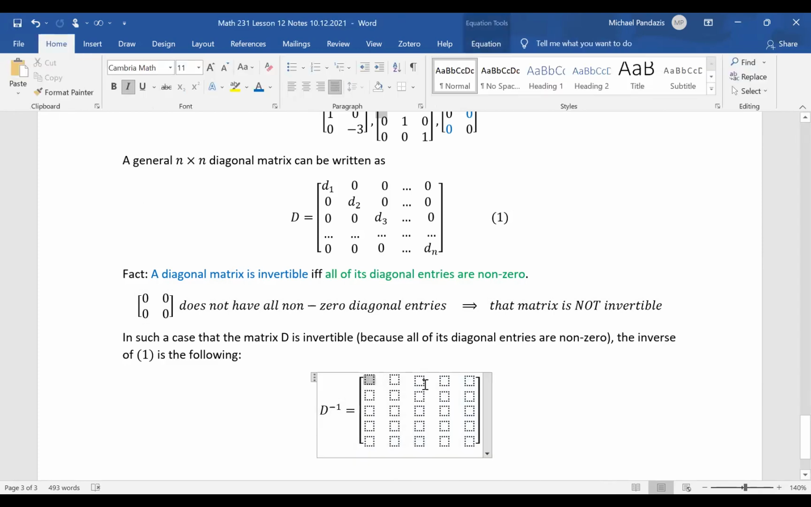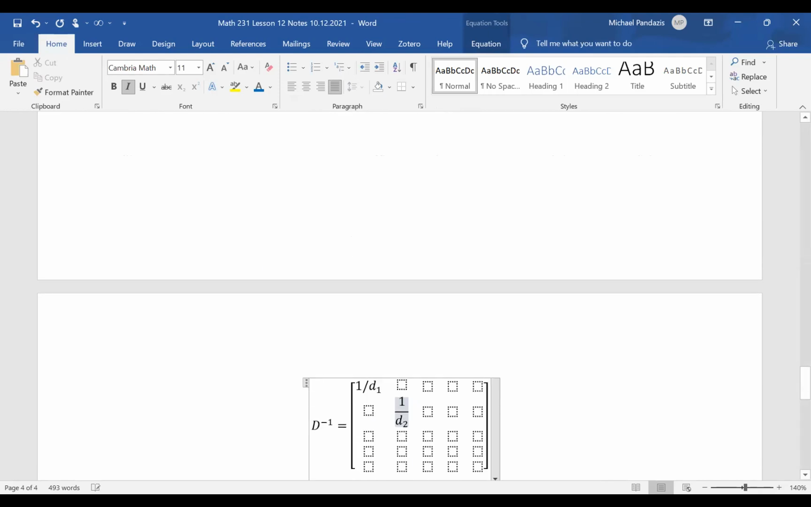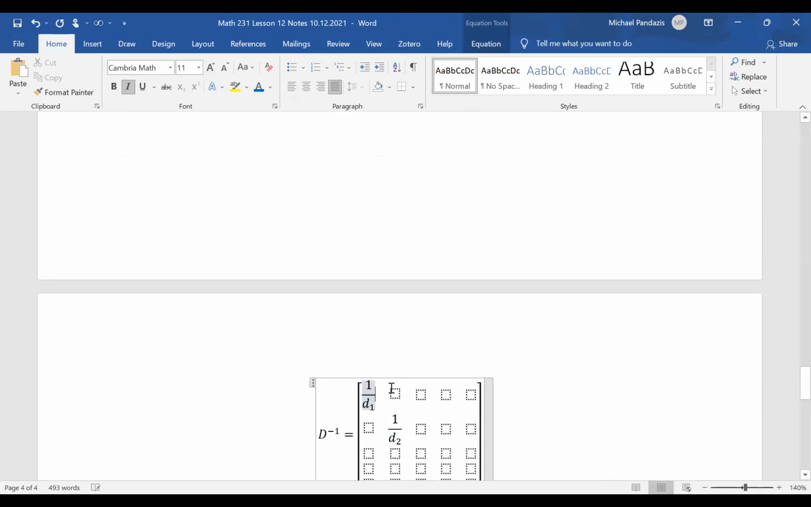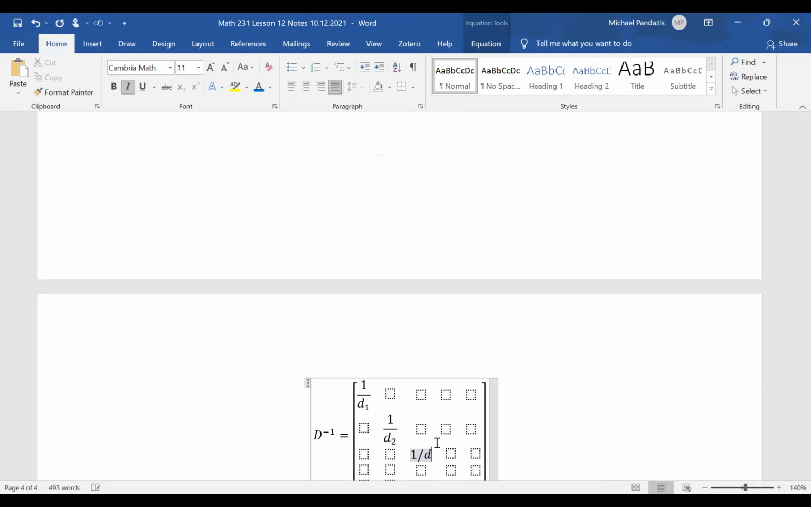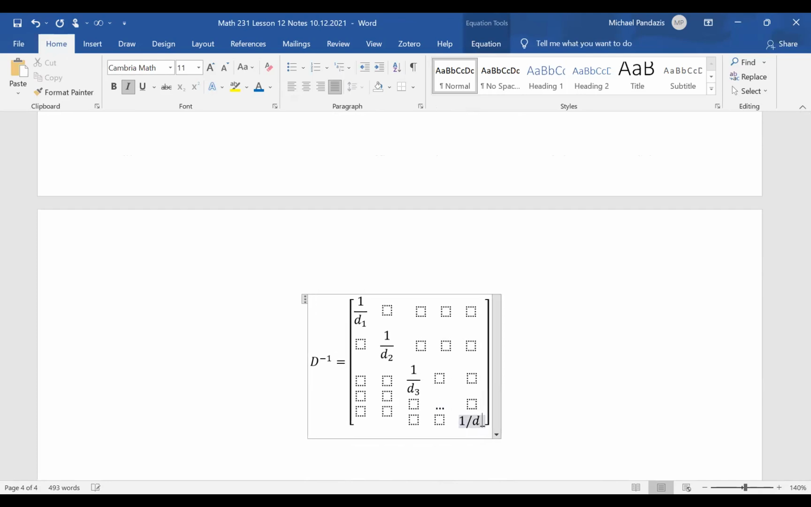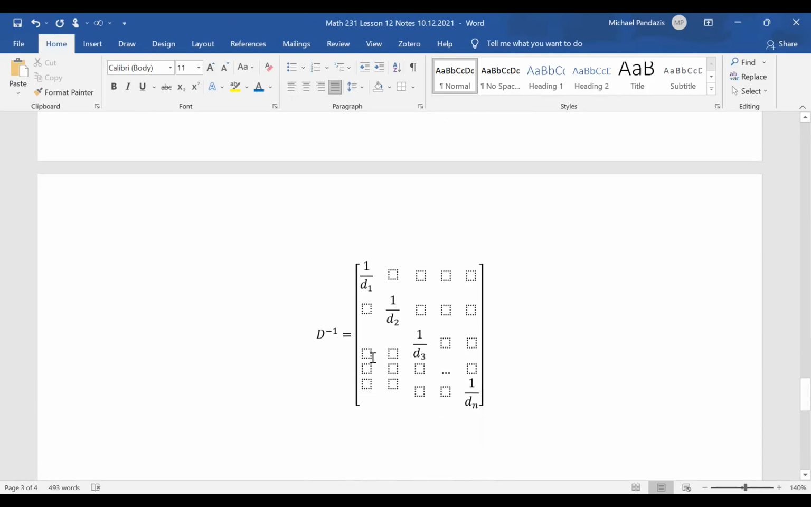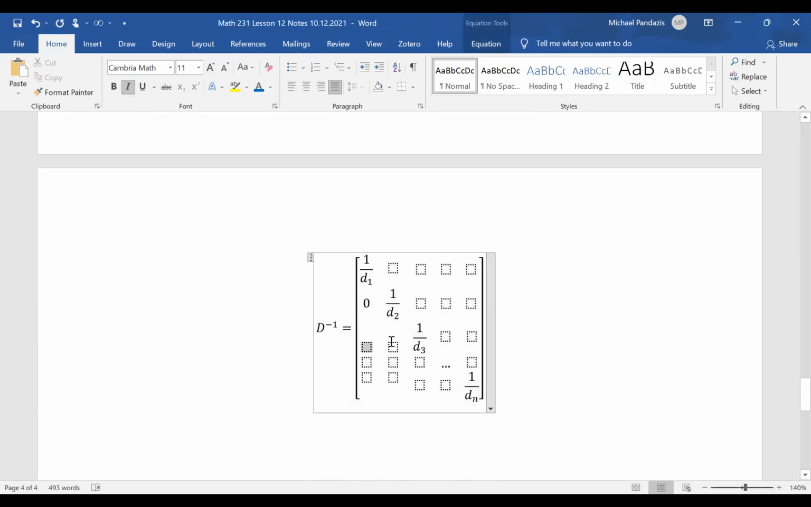Okay, so now the entries on the main diagonal would just be their multiplicative reciprocals: 1 over D1, 1 over D2, 1 over D3, dot, dot, dot, 1 divided by Dn. So now we're just taking the reciprocal of each of those D values in the main diagonal, and off of it will all be zeros. All the entries in the dot, dot, dot are 0 entries.